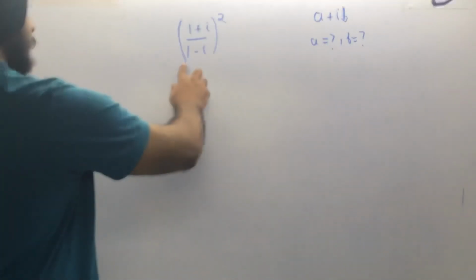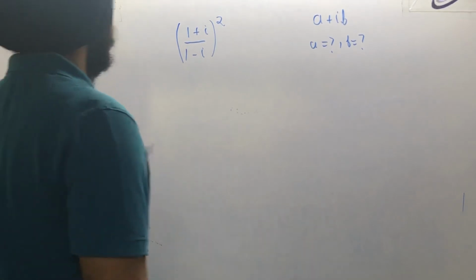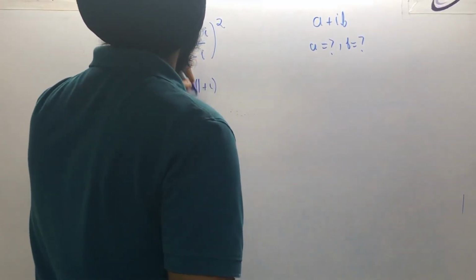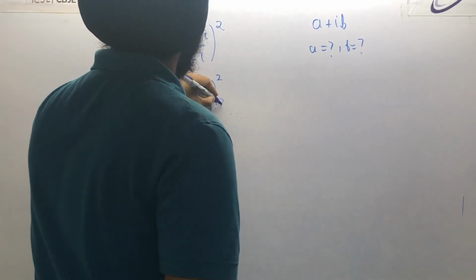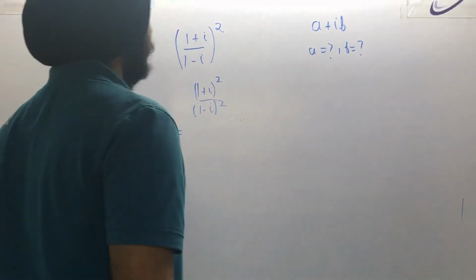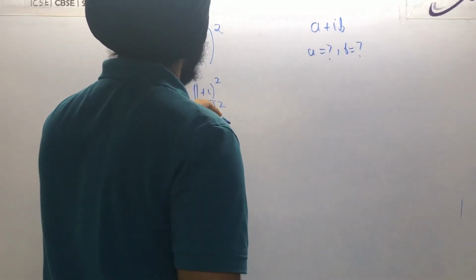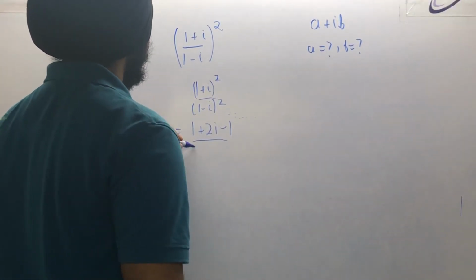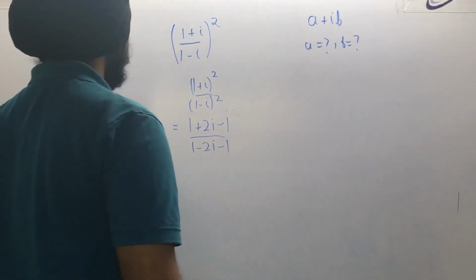This is the next question. Okay, so before you do anything, just open the whole square. So (1 + i) whole square upon (1 − i) whole square. Just open the respective whole squares. So it is 1 + 2i − 1. Why? Because i² is minus 1. And here on the bottom it is 1 − 2i − 1.